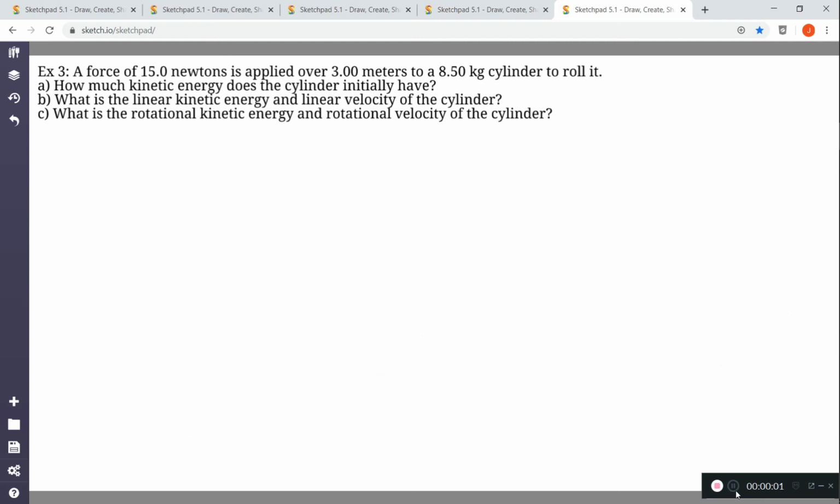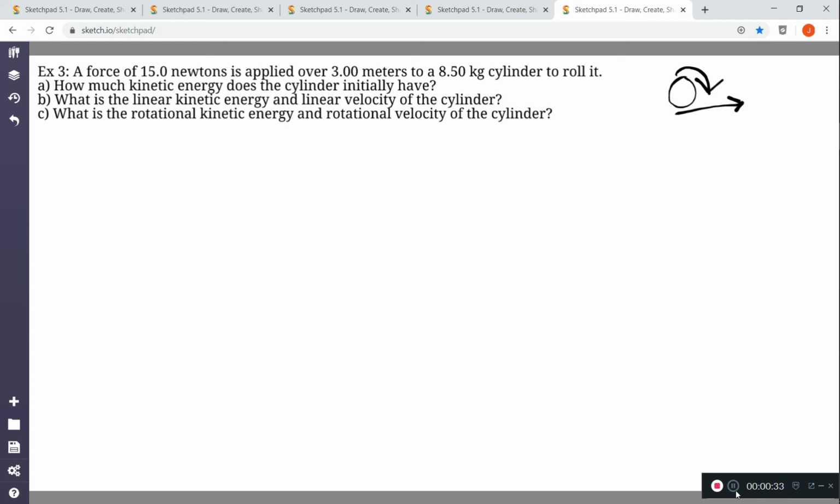All right, so this one's pretty tricky. A force of 15.0 newtons is applied over 3.00 meters to an 8.50 kilogram cylinder to roll it. How much kinetic energy does the cylinder initially have? When you roll a cylinder, you actually end up getting two forms of kinetic energy. You get a linear kinetic energy and a rotational kinetic energy, but it doesn't specify. It just wants the total kinetic energy.